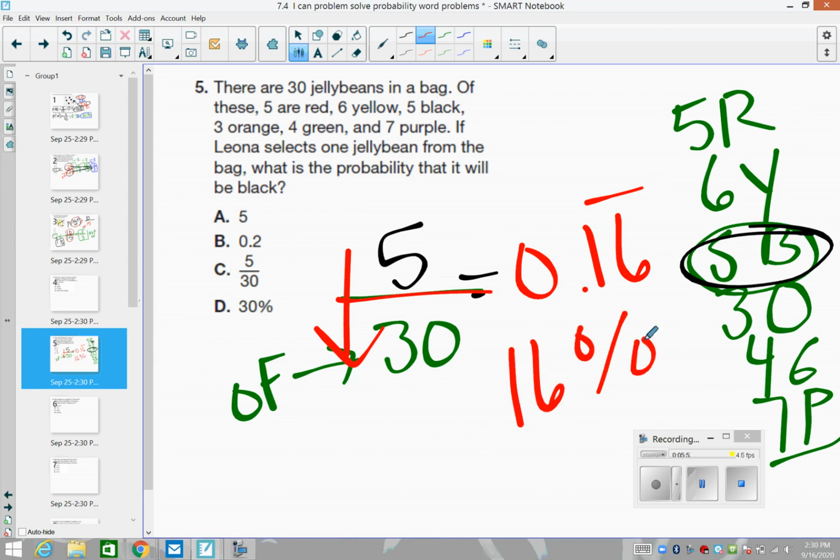And it's asking what is the probability that it will be black. So which one is the closest probability? I guess this is the only one that is correct. 5 doesn't make sense because 5 is the number of black marbles. It's not the probability. It's not 0.2, it's 0.16. And it's not 30%, it's 16%.